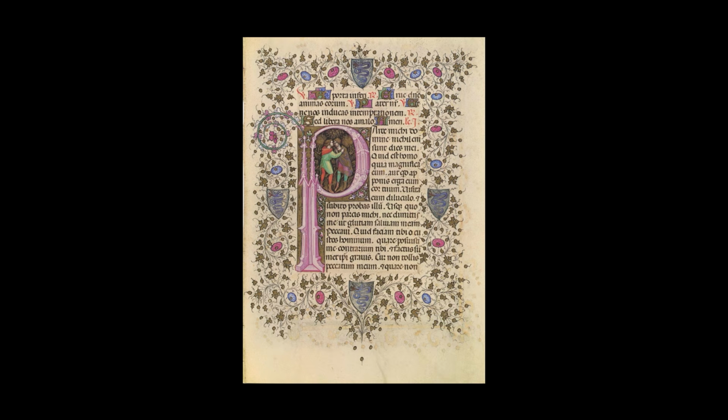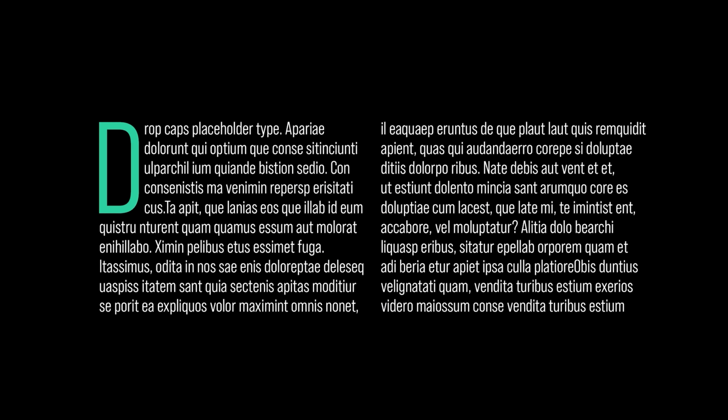This is something that has been used in type for centuries, as you can see from this old writing with the huge decorative P. You can see that it's called dropped because the first letter in a paragraph on the page gets dropped down many lines, as in the case of this D, that is the drop cap.